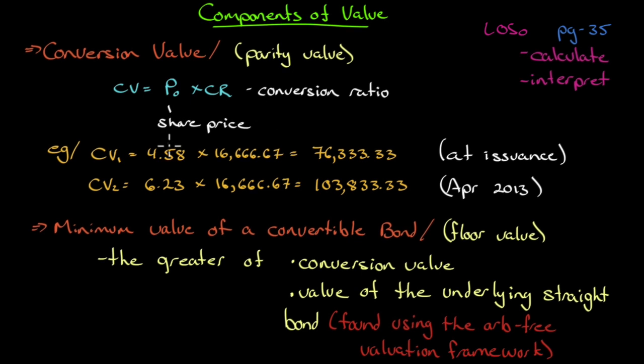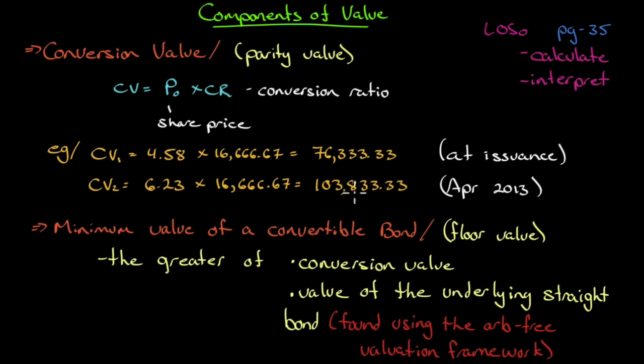So let's have a look here, and I'll put a 1 and 2, conversion value at time 1 and time 2. At issuance, the share price of the company is $4.58. One year later, the share price is $6.23. If we multiply by the conversion ratio, we get 76,333 as our conversion value at issuance. The bond's face value is 100,000, so 76,333 is clearly not worth converting. The conversion value is well below the bond price. But here we have 103,833.